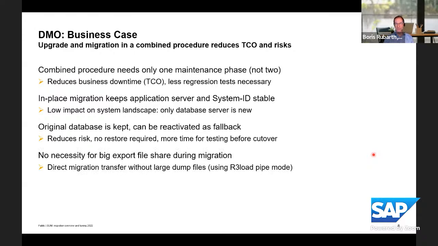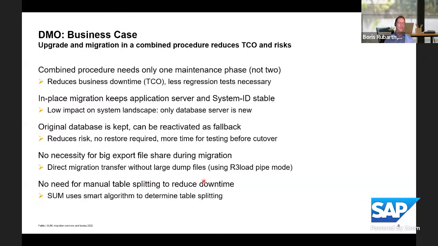Now, again comparing the two approaches, both the Software Provisioning Manager as well as the Software Update Manager use a kernel tool called R3load. And the R3load for the Software Update Manager is using what we call the pipe mode. That's an advantage. So we have R3load pairs for export and import, both running on the same application server, and they can directly exchange the data. That means we have no need to create large dump files like in the classical migration option.